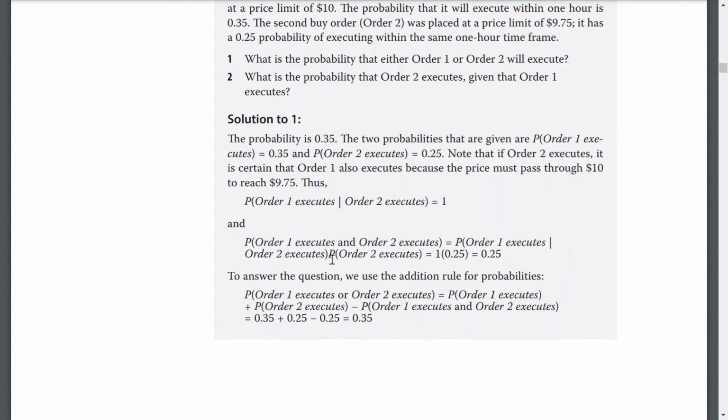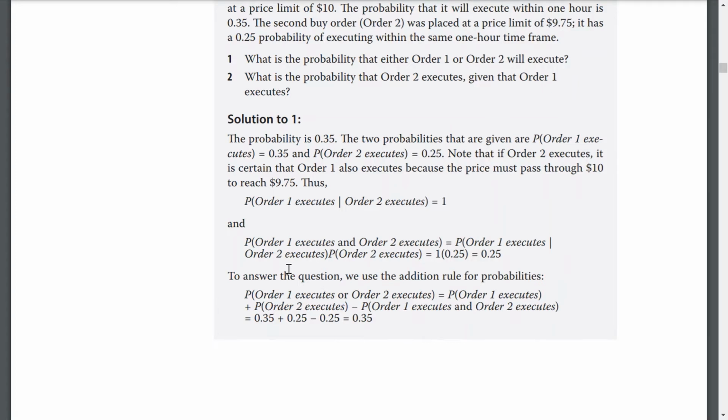the probability of order 1 executing given that order 2 executes is equal to 1, and the probability that order 1 executes and order 2 executes is equal to the probability that order 1 executes given that order 2 executes, multiplied by the probability of order 2 executing, which is 1 multiplied by 0.25, which is 0.25.